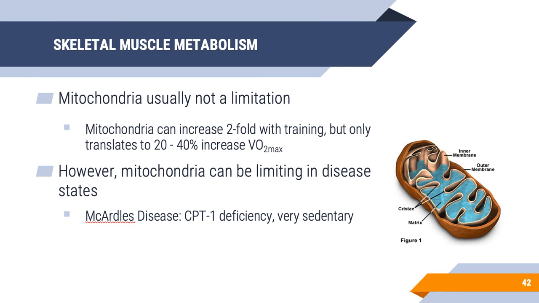But there are diseases in which the mitochondria can be limiting, such as McArdle's disease, in which these people have a CPT1 deficiency, meaning they can't bring substrate across the cytosol to the mitochondria for subsequent oxidation, meaning they can't really rely on aerobic metabolism. This makes them very sedentary and exercise intolerant, and this might be something we discuss more in the lipid metabolism side of the course.